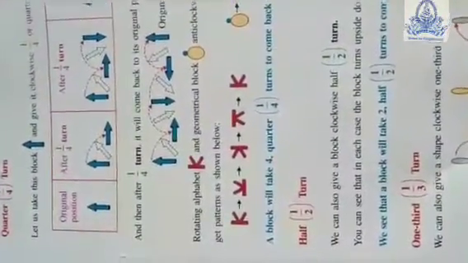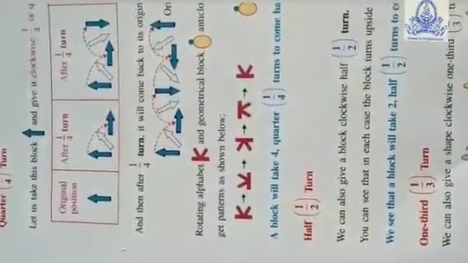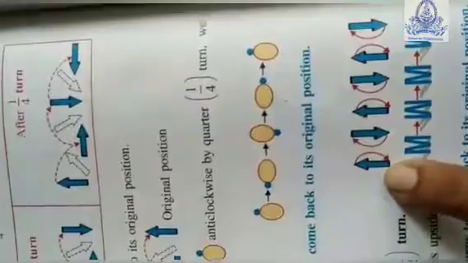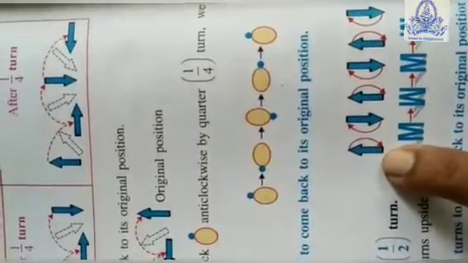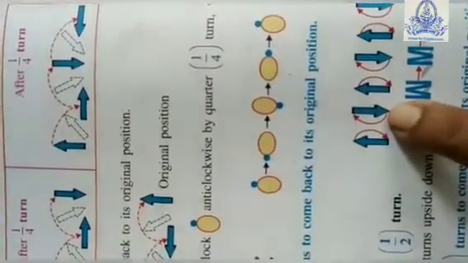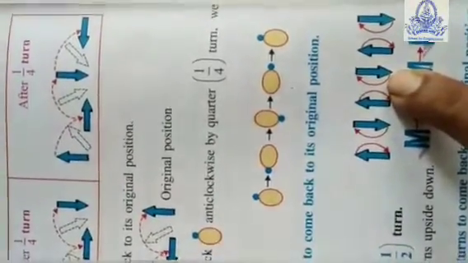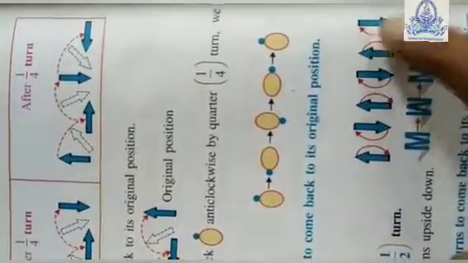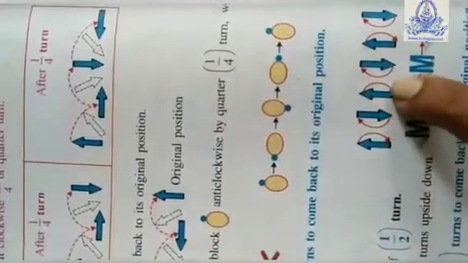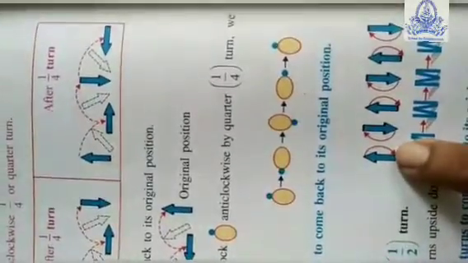Now 1/2 turn. We can also give a block clockwise half turn. You can see that in each case the block turns upside down. See, this is one arrow, one block. When you do half turn, it will show down. Again when you do half turn, it will show upward. Again you do half turn, then it will show downward, again upside down, like this. So first time it will go down, and second time if you do half turn again, then it will come to the original position.